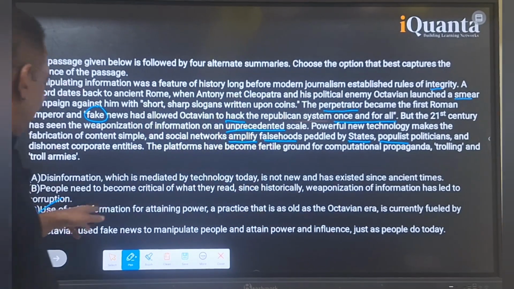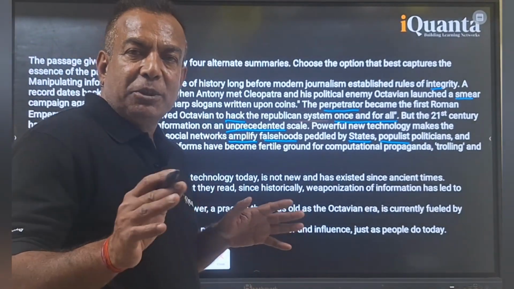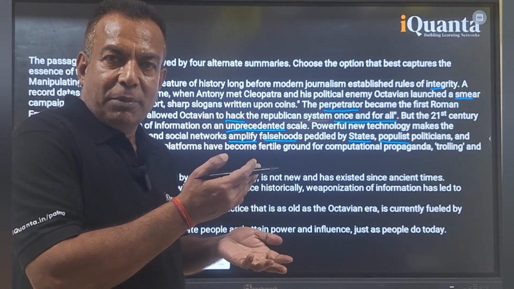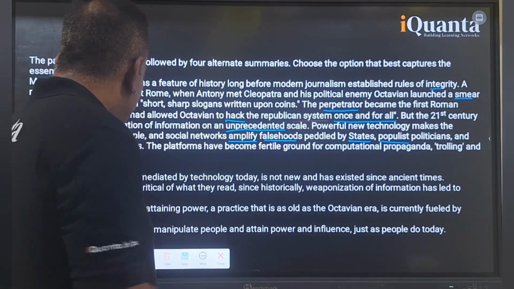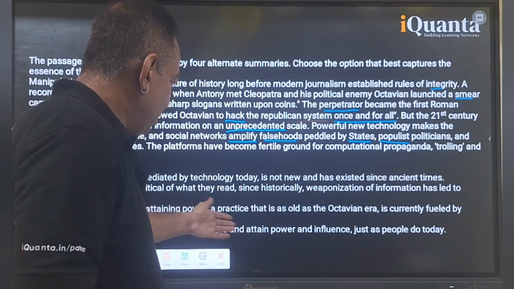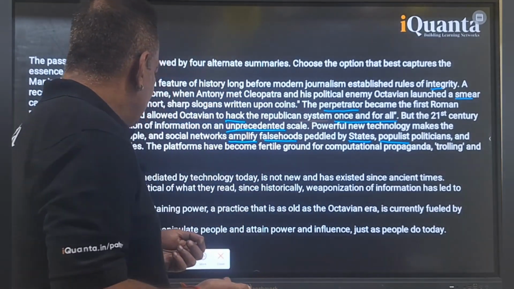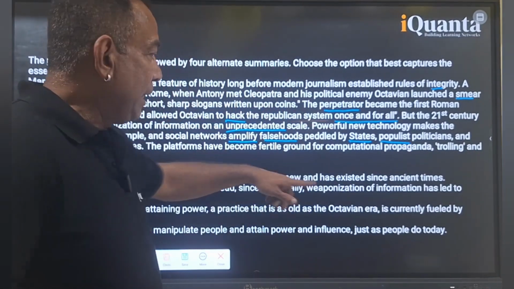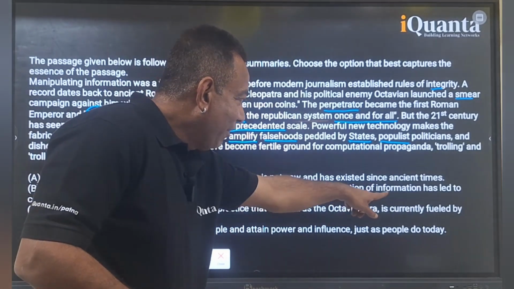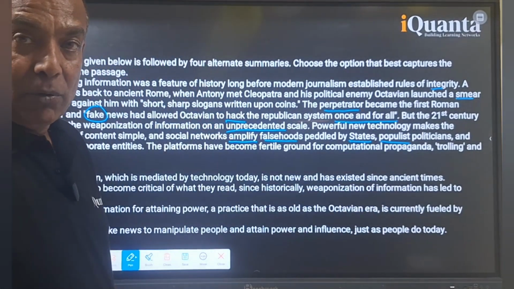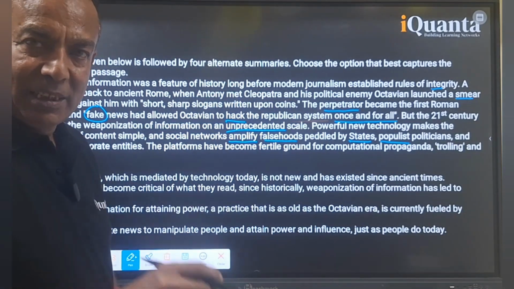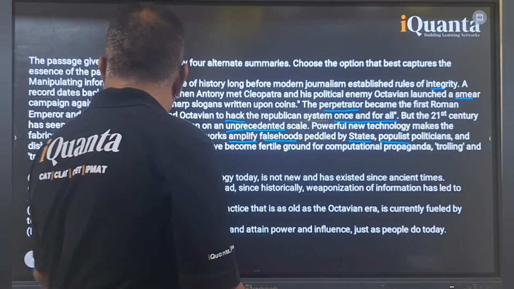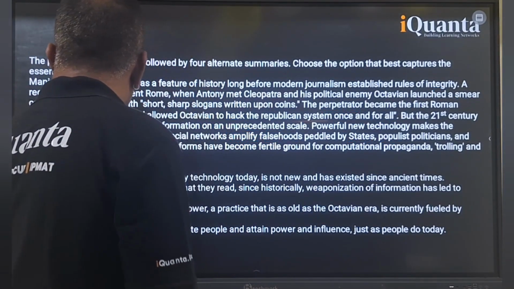C would be the best answer, because it covers the whole thing here. It gives you what misinformation does. Basically, they are being used for attaining power, slandering people, or doing bad things to people. A practice as old as Octavian is talking about the past, and then it's talking about is currently fueled by technology, which is happening now, and there's a role of technology in this whole thing, right? So C is the right answer. Now again, we will move on.